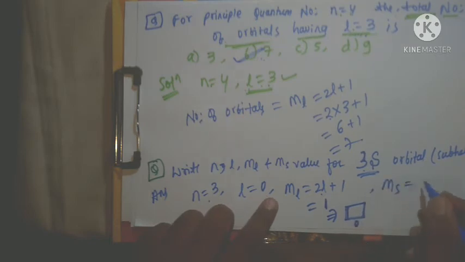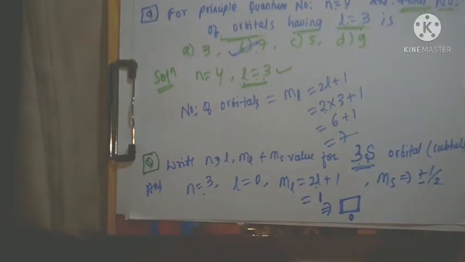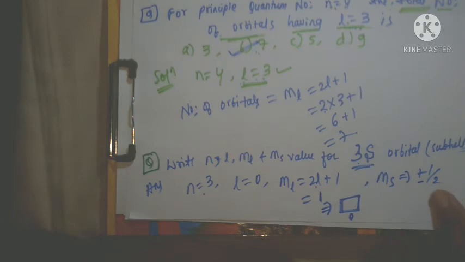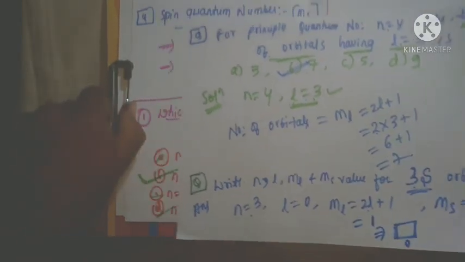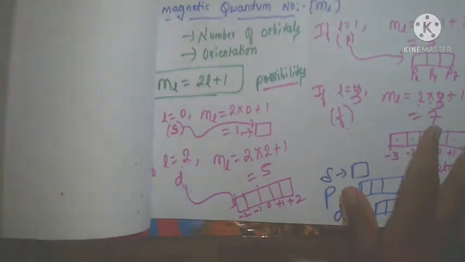And ms, only one electron means it will be either plus half or minus half. I'm taking plus half, or plus or minus half, anyone, right? In this way you have to solve the problems on quantum numbers. Next we will go for the last concept, that is filling of orbitals, filling of electrons in the orbitals.